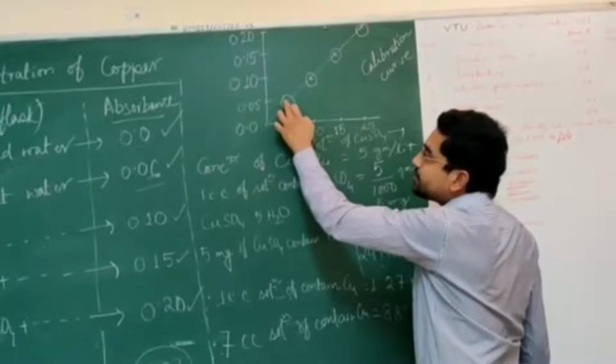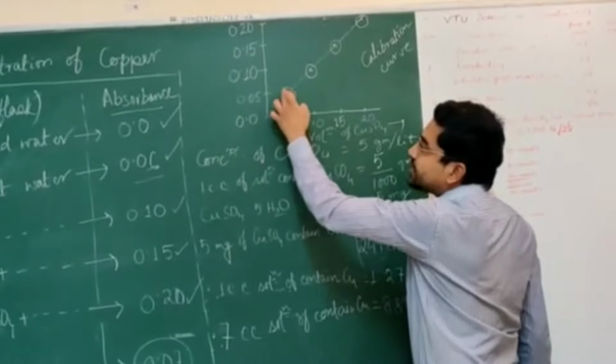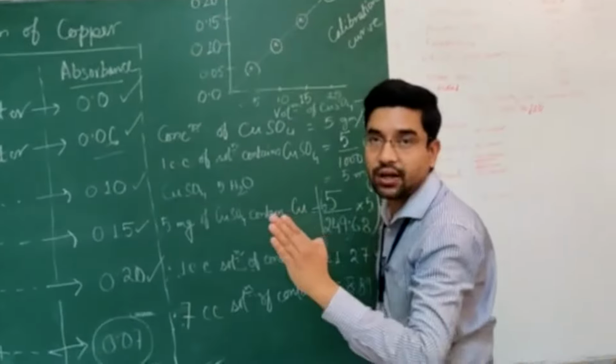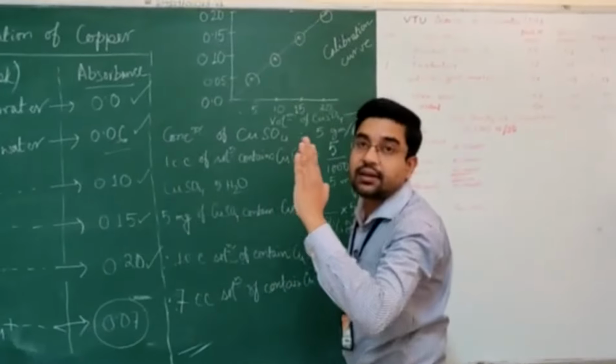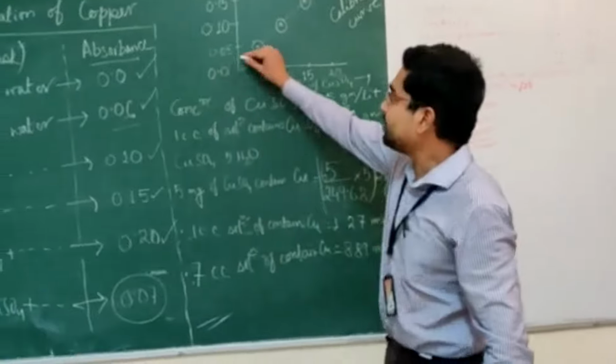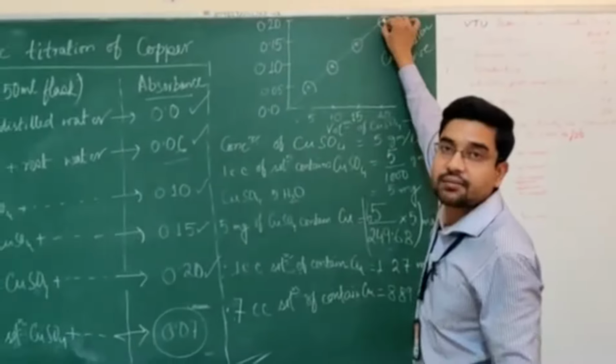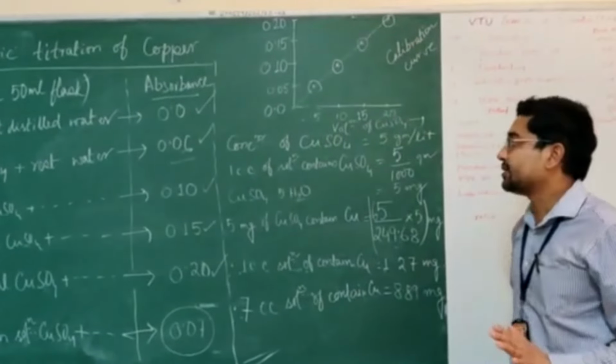Here you can observe that the 5 ml data is slightly shifted. That doesn't matter. We only need an average plot that is covering the maximum number of points. Here we can see that the other 3 points are already on the line. That's why our plot is correct.